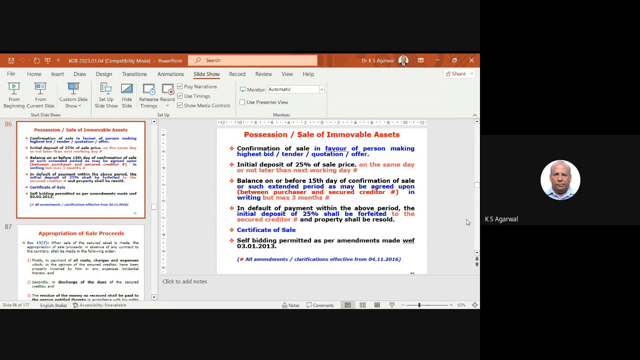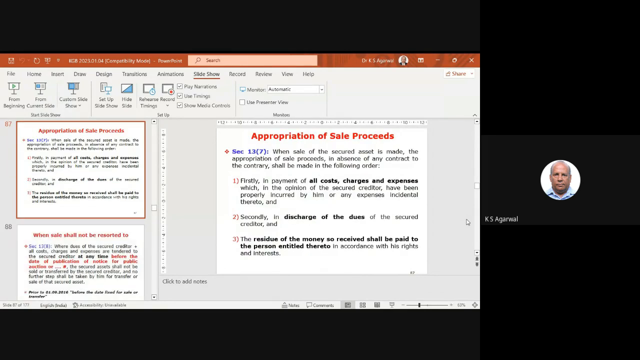And now this period extension, earlier no limit was there. Now law says maximum 3 months. So these are the changes with effect from November 2016. And if he fails to make the balance 75%, then this 25% money is forfeited and the property shall be resold. Thereafter, we issue certificate of sale in favor of the bidder and he becomes the owner of the property. This I am skipping.